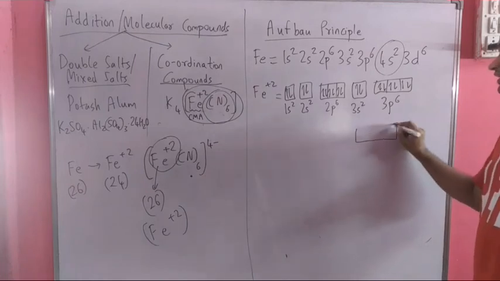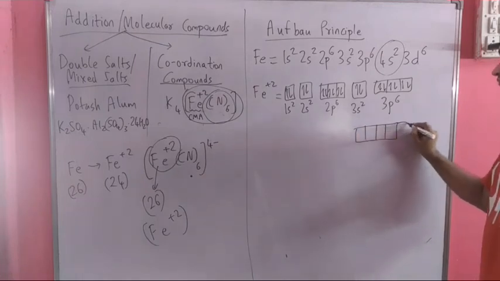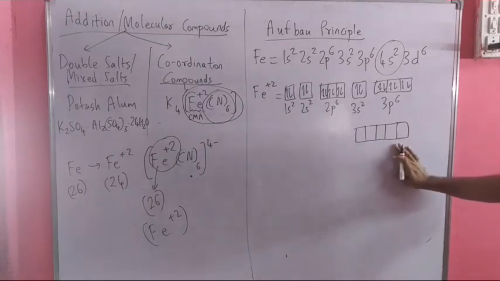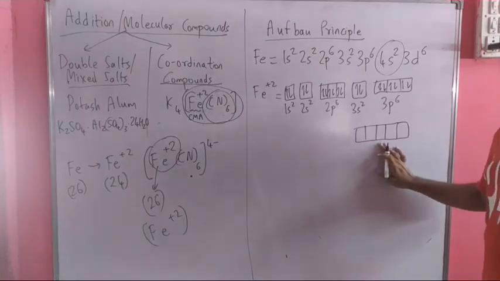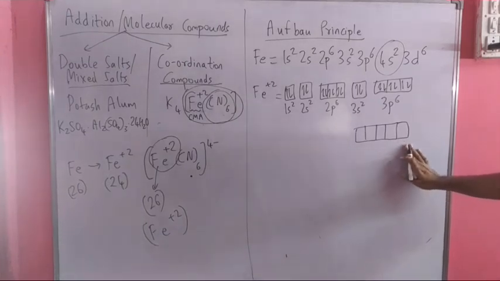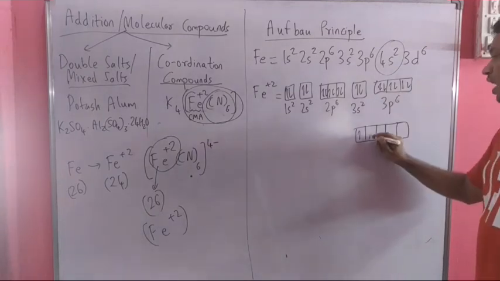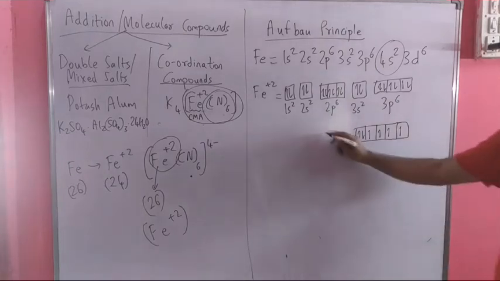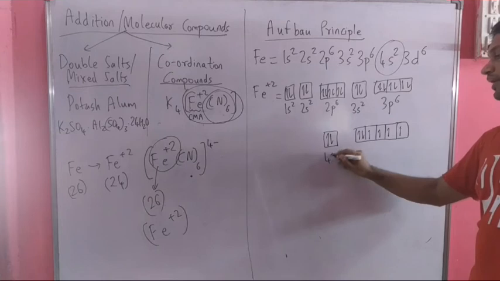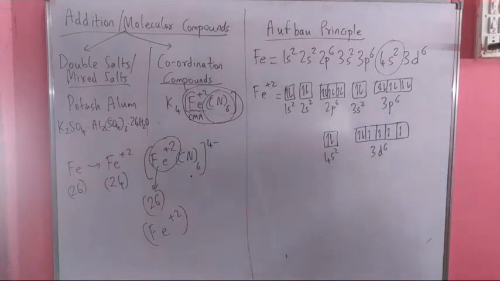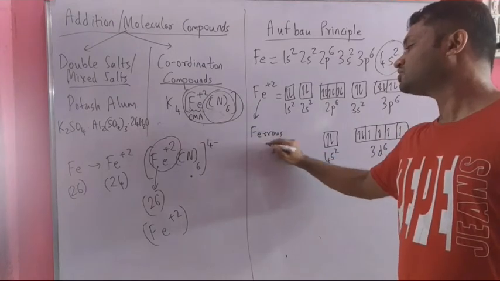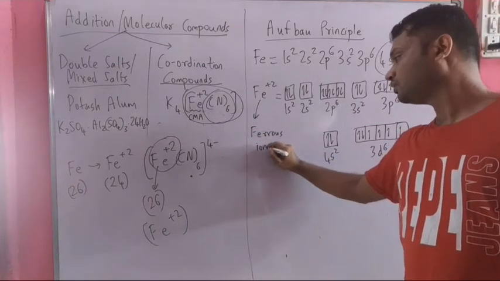Then we have our 4s and 3d orbitals. Let us say I draw the 3d orbital. The d orbital has 5 in all: dxy, dyz, dzx, dx square minus y square, dz square. In it we have 6 electrons: 1, 2, 3, 4, 5, and finally 6. Other than this, we have 4s2, which I have drawn here. This is 4s2. This is 3d6. So this is how we have the electronic configuration for ferrous iron, which is making a coordination compound.